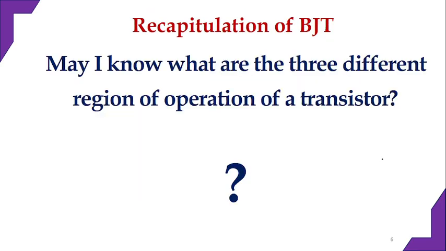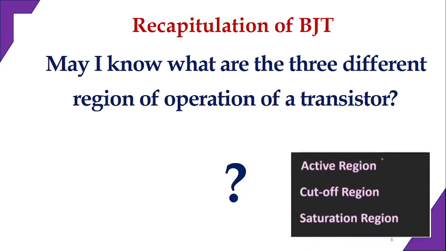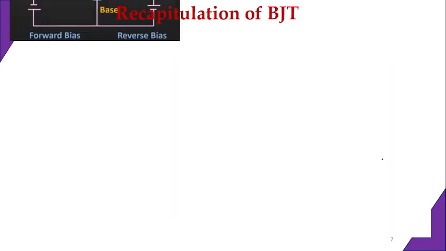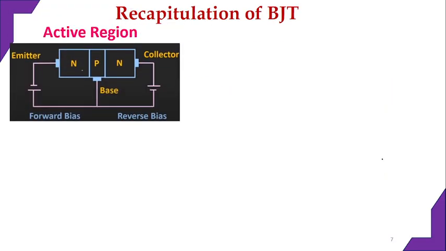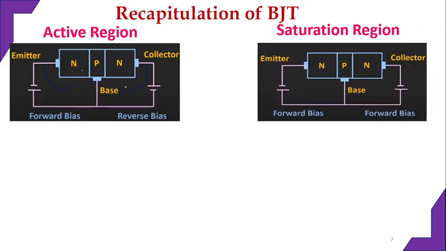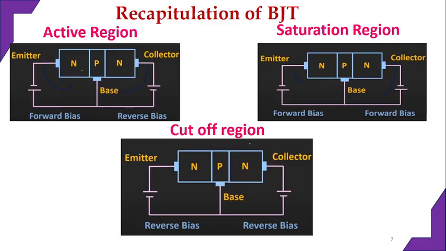What are the three regions of operation of a transistor? Active region, cutoff region, and saturation region. What is the active region? If the input junction is forward biased and the output junction is kept at reverse bias, this is called the active region. Saturation means we keep both the input and the output junction forward biased. Quite opposite to that, if we keep both the input and output junction reverse biased, this forms the cutoff region.